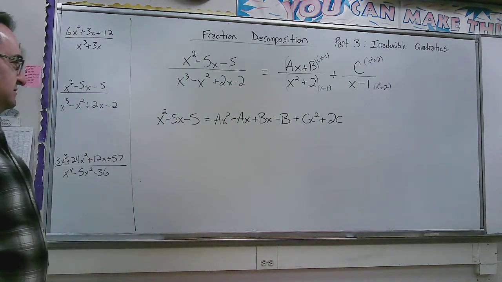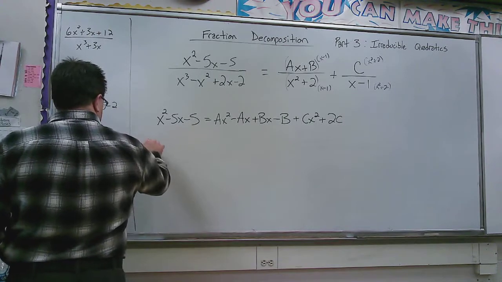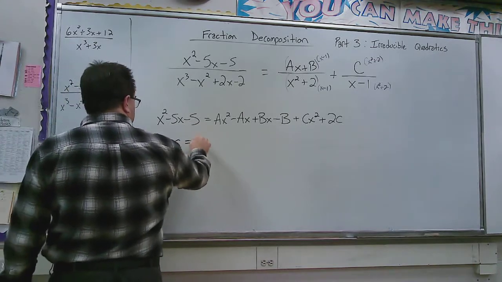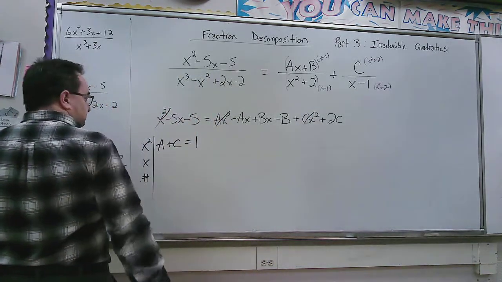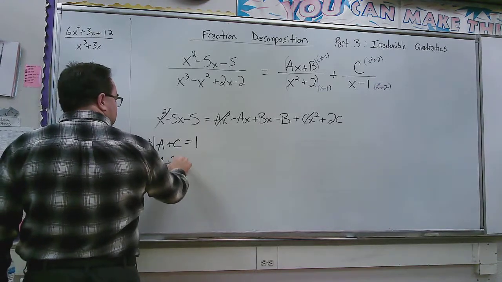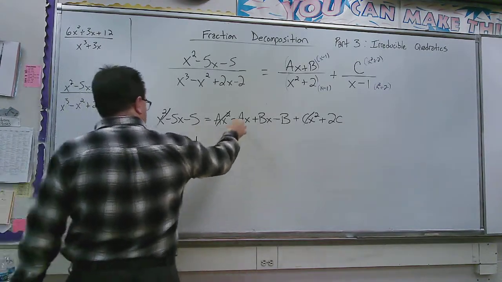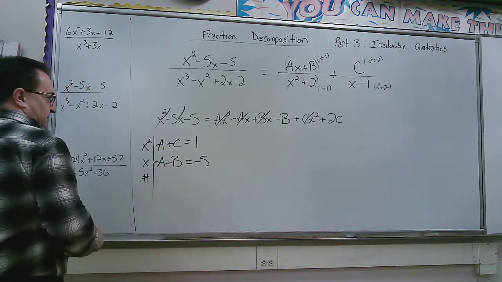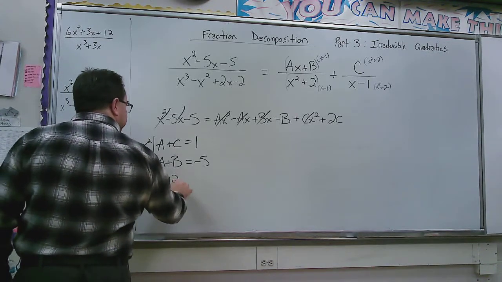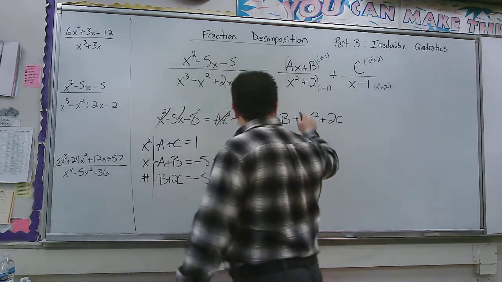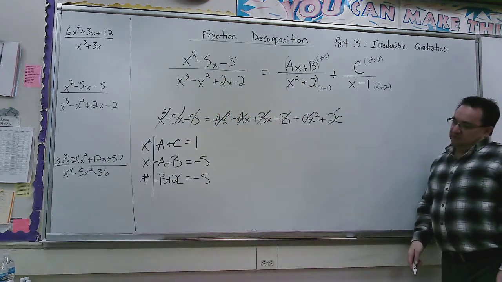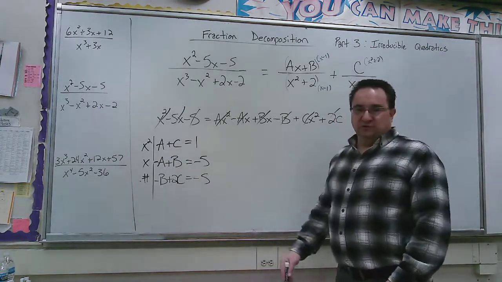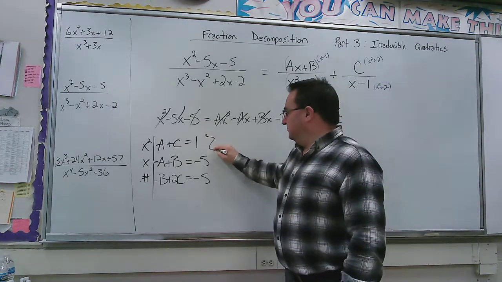All right, I see squareds, linears, and constants. So a plus c has to equal 1. And minus a plus b has to equal minus 5. Make sure that minus shows up, excuse me. And numerically, we'd have minus b plus 2c also equals minus 5. All right, there's my system. I'd have to do a little bit of work in this case, so you grab whichever 2 looks like it's easiest. Personally, I would grab the first 2.